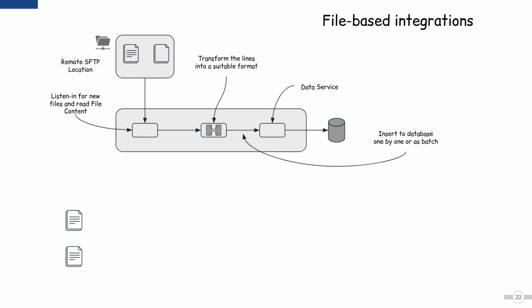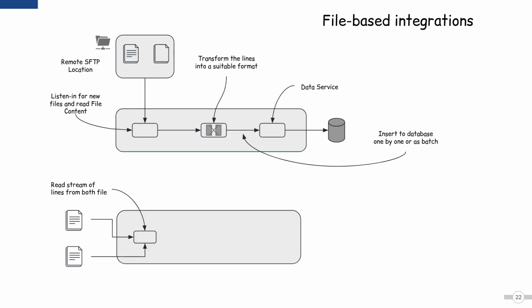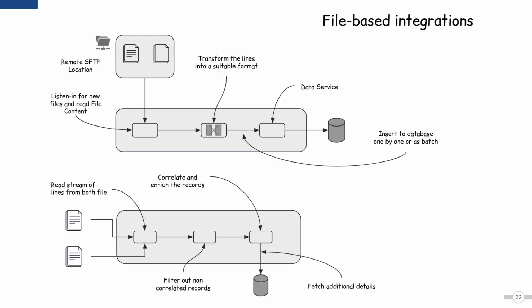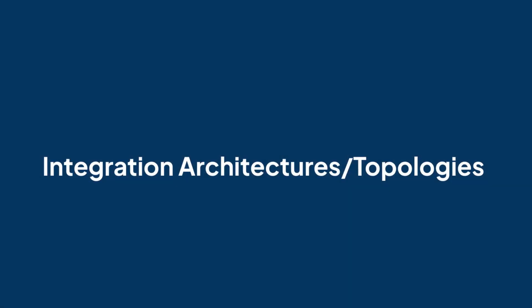Or you may have a special case of streaming or basically event integration. But here in this case, it's coming from two different files, and you want to read a stream of lines from both files and then filter out non-correlated records and correlate and enrich the records with the additional information that you may want to fetch from databases, and then you output a single file. So this is a file-based integration that you may come across. Now, I'm not saying this is the only type of integration that you see. You may see variations of this in your enterprises, and you need to have a mechanism to do these kinds of integrations in your integration architecture.